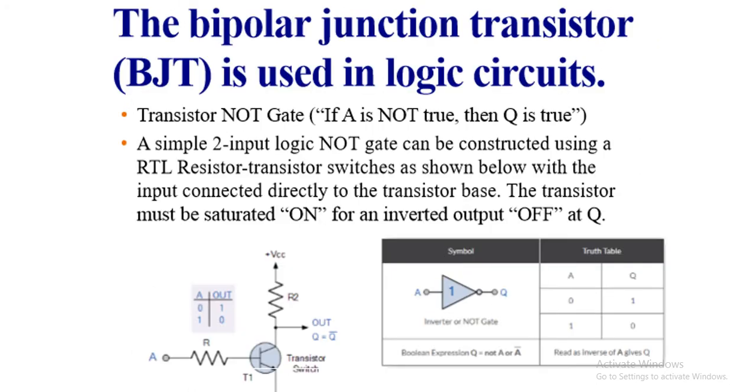The bipolar junction transistor BJT is used in logic circuits. Transistor NOT gate: if A is not true, then Q is true. A simple logic NOT gate can be constructed using RTL, resistor-transistor logic, as shown below. This is a transistor switch, which appears in the electronic circuit, and the truth table for the NOT appears on the right of the electronic circuit on the left. Here we have the output Q and VCC, the collector voltage, and the emitter is connected to the ground. This is the NOT gate.